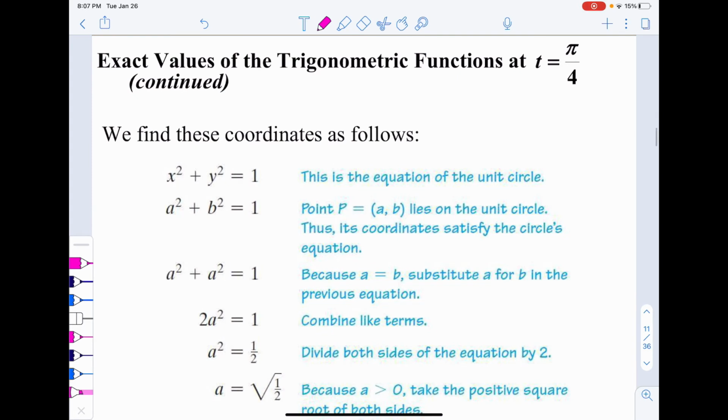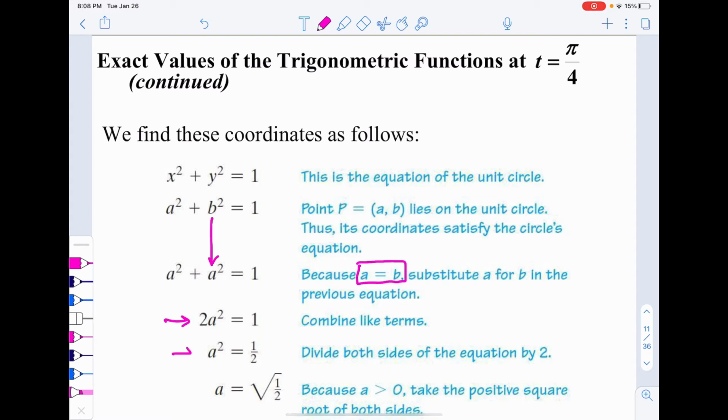Finding some exact values of the trigonometric functions at t equals pi over 4, we can find the coordinates as follows. x squared plus y squared is equal to 1, our basic foundation of a circle with a radius of 1. And we know that point P, which is (a, b), lies on that unit circle. So we'd have a squared plus b squared is equal to 1. But because a and b are equal to each other, instead of having b squared here, we can replace that with a squared because it's the same value, which means that we have 2a squared, which equals 1.